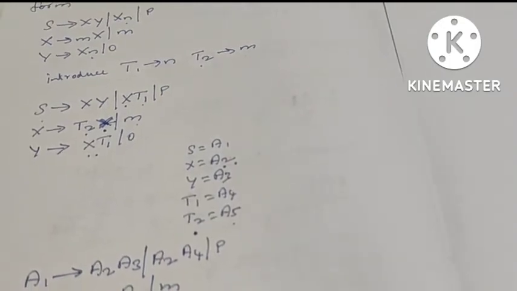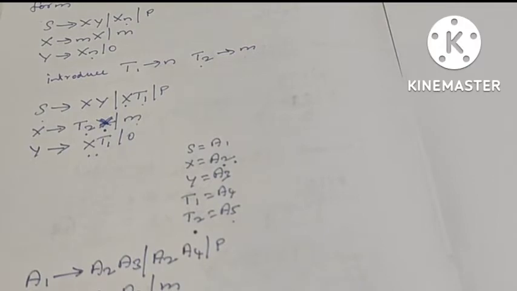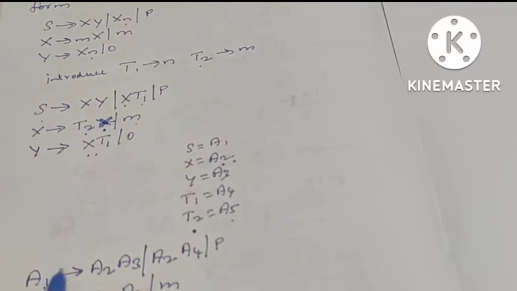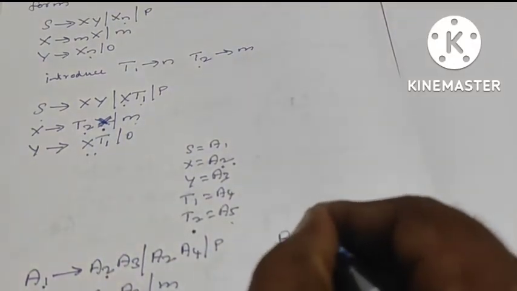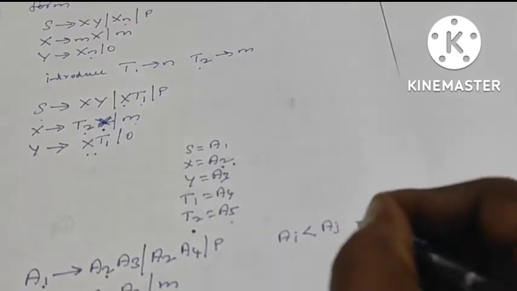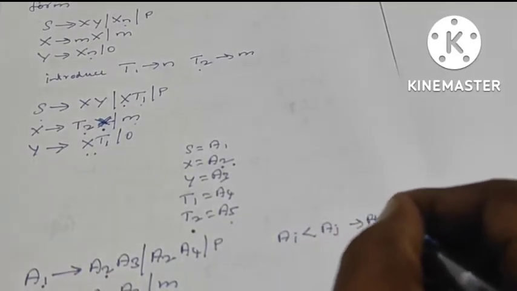Okay, now when you take up these productions in this form, we can say that when A_i is less than A_j, let us assume that A1 is A_i and A2 is A_j, it is less than. So when A_i is less than A_j, it is permitted.